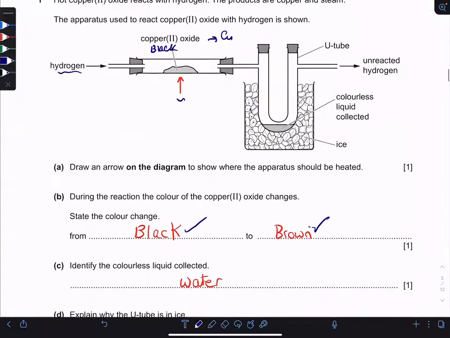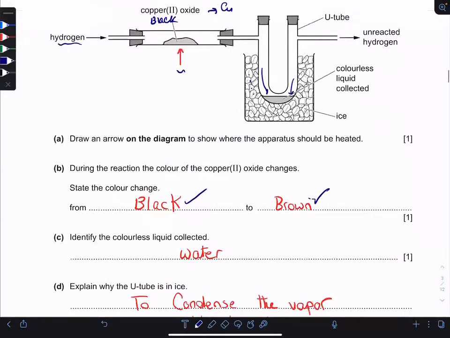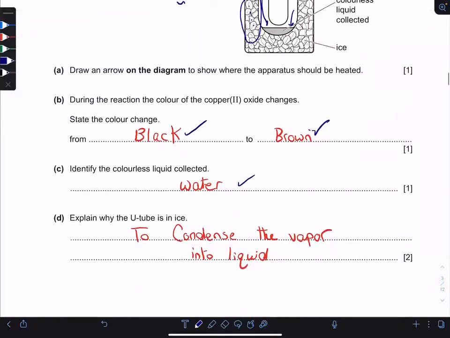Identify the colorless liquid. Of course, steam is produced from this reaction, as we said. So the colorless liquid is water. And it's condensed by the ice in the beaker surrounding the U-tube. So the purpose of the ice is to condense the vapor into liquid.